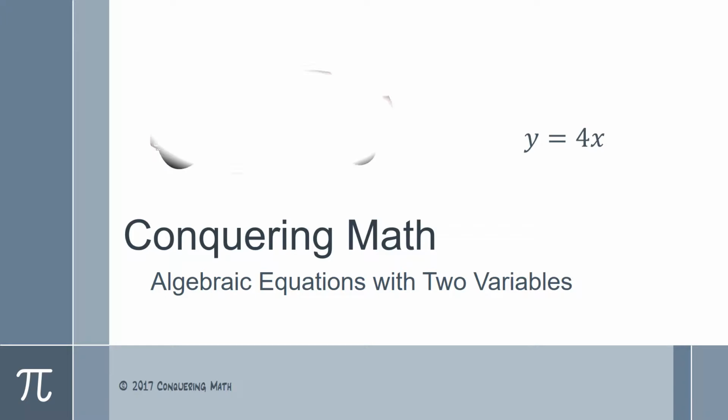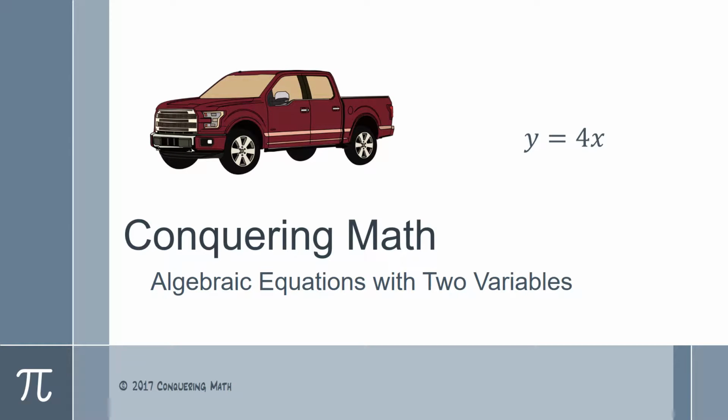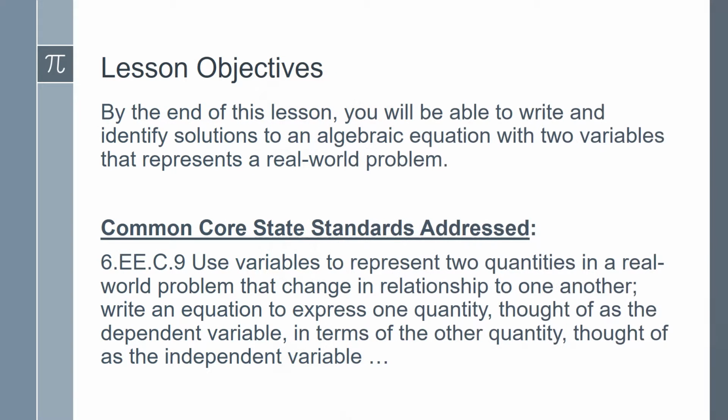Today we will be learning about algebraic equations with two variables. Let's dive on in. By the end of today's lesson, you will be able to write and identify solutions to an algebraic equation with two variables that represents a real-world problem. The Common Core State Standard today is 6.EE.C.9.